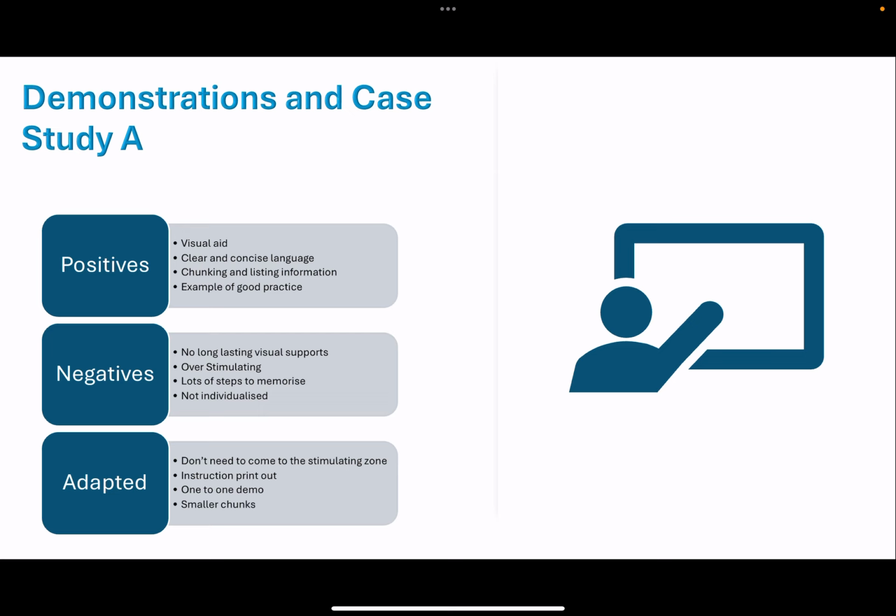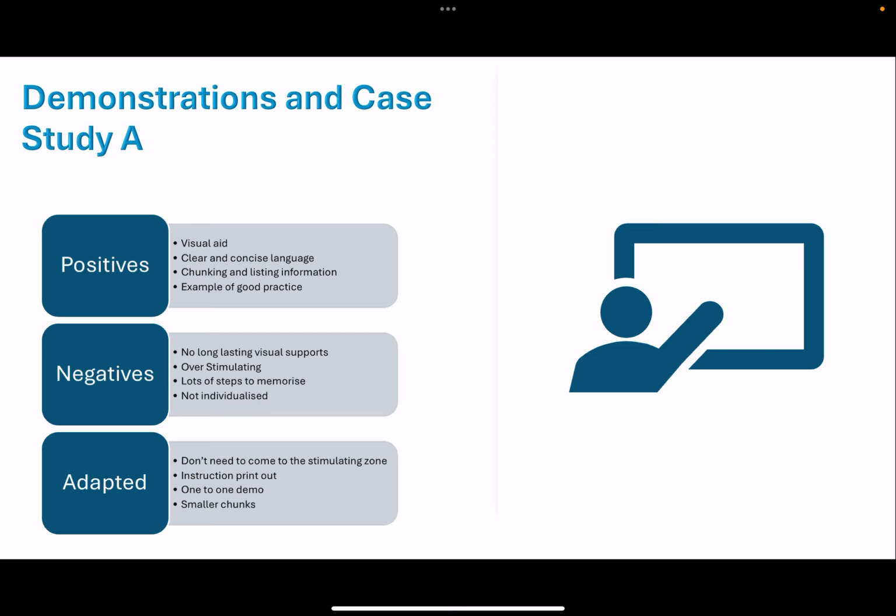Whilst demonstrations were using clear and concise language as well as chunking and listing information, they were not using visual supports. They were overstimulating, they had lots of steps to follow, and they were not individualized. To accommodate the student to be able to access the learning, I decided that firstly, they didn't have to watch the demonstrations, as I knew that they found the stimulation of being around all the students in a more uncontrolled environment too distracting and overwhelming.